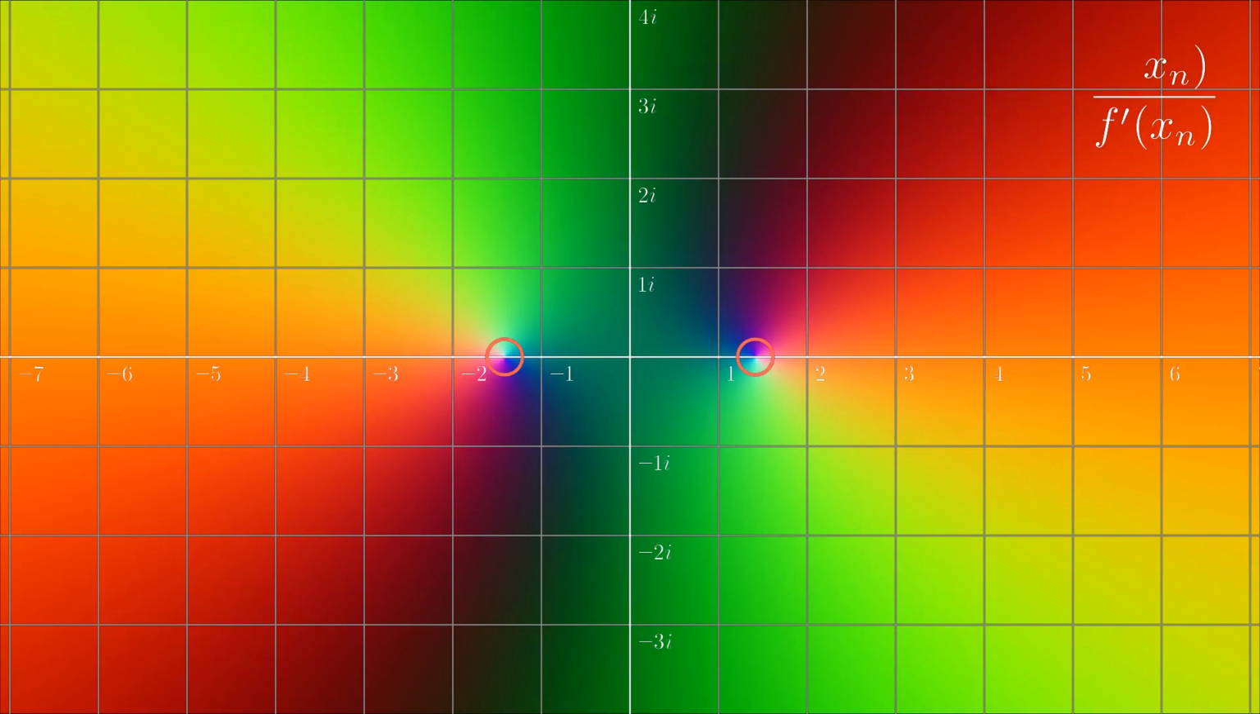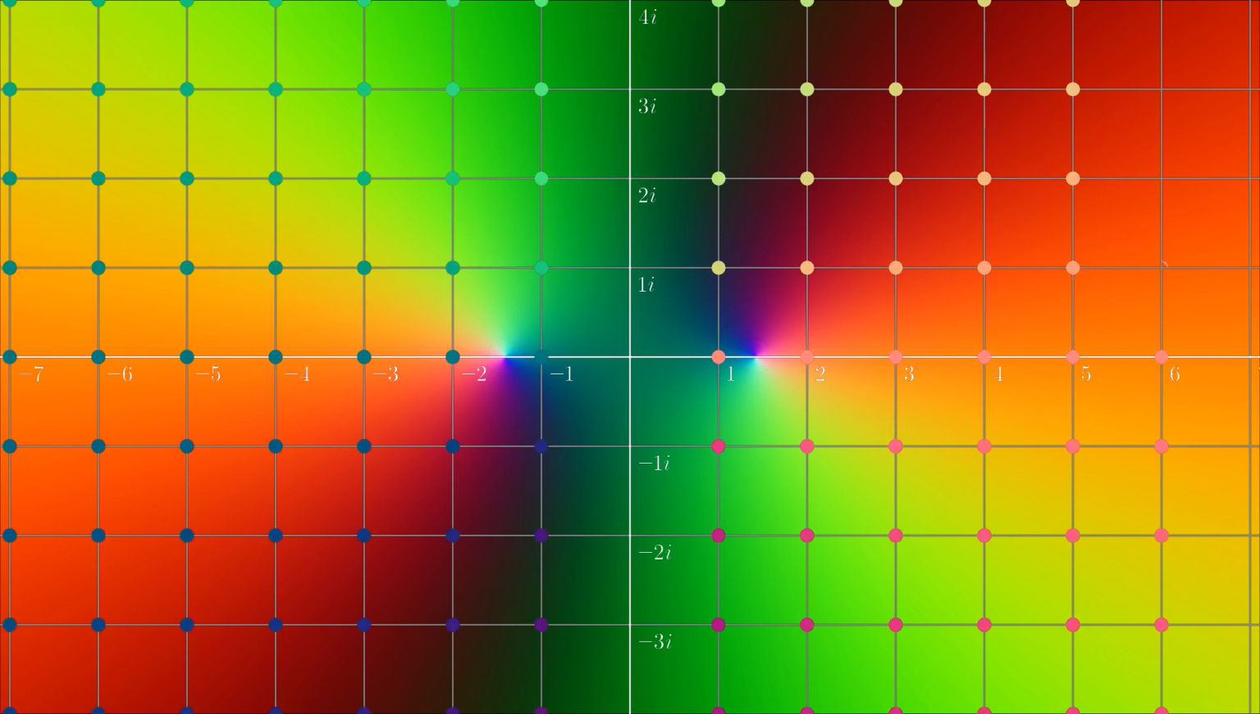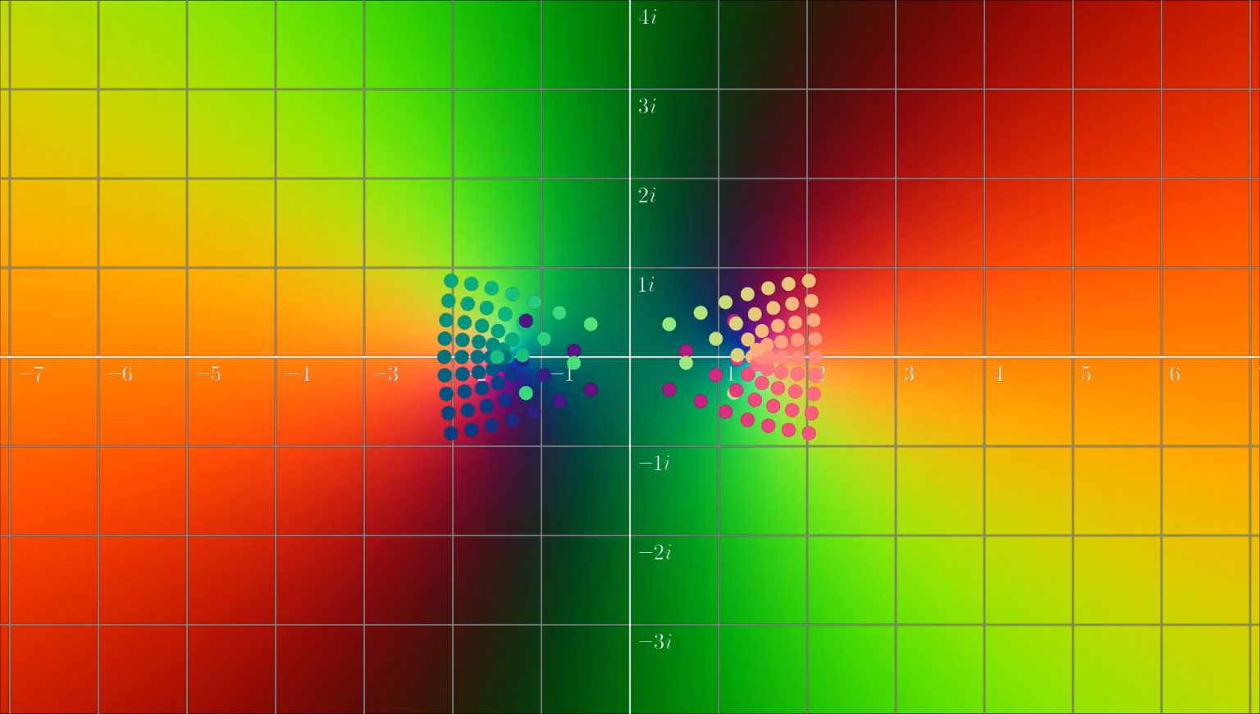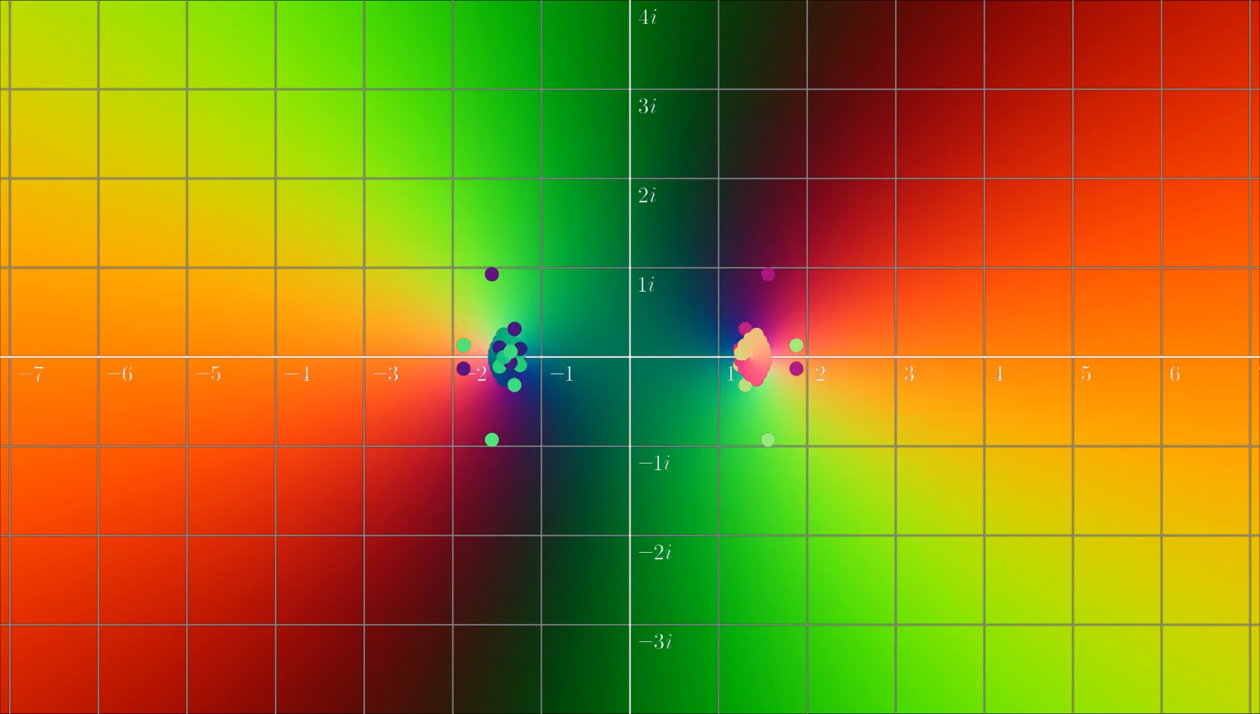We can clearly see the two roots of our function. What do you think will happen to all these points when we apply our method? Almost all of the points converge to one of the roots. I intentionally left out points lying directly on the imaginary line because this process does not converge for them.